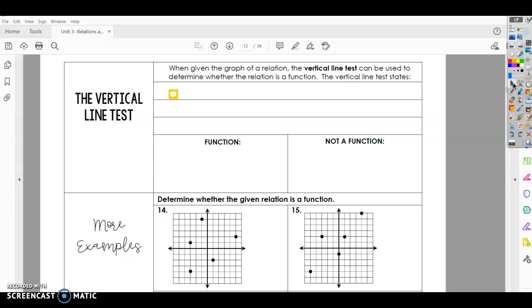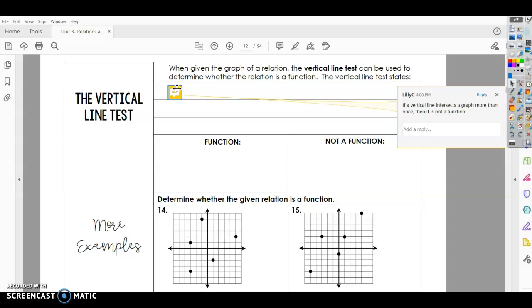All right, the vertical line test can help you determine whether something is a function or not. If you have a graph and you want to know if something is a function or not, you can use the vertical line test. And this is what the vertical line test says: if a vertical line intersects a graph more than once, then it is not a function. Okay? Let's look at some examples of that.